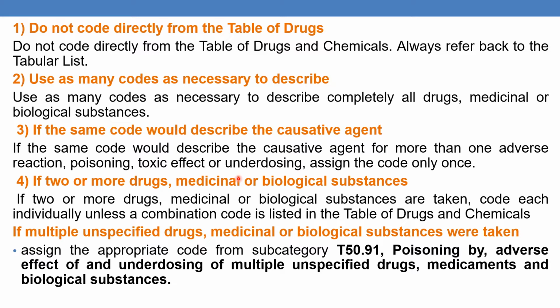For example, nausea and vomiting are present and they are side effects of, let us suppose, metformin. In that case, you need to code nausea and vomiting and additionally the adverse effect of metformin only, because this is the causative agent for more than one adverse reaction. Here nausea is one adverse reaction and vomiting is another adverse reaction.